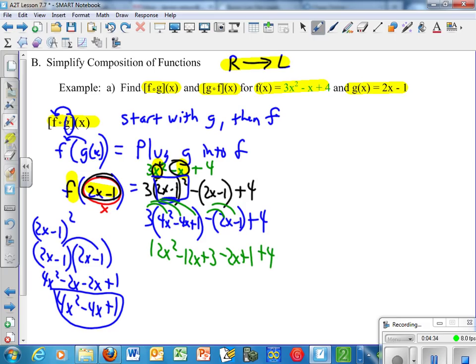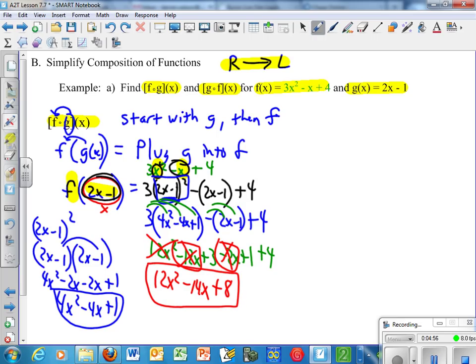And now we combine like terms. I only have one x squared term, so I took care of that. Minus 12x minus 2x is minus 14x. So took care of those. And then we have plus 3, plus 1, and plus 4. If I add those together, it's plus 8. So there is f of g of x. That means plug g into f.